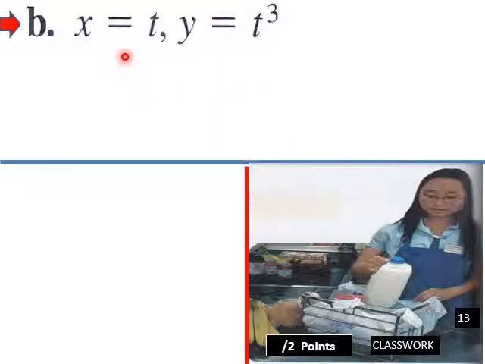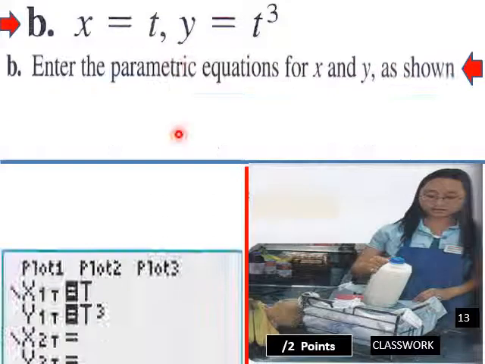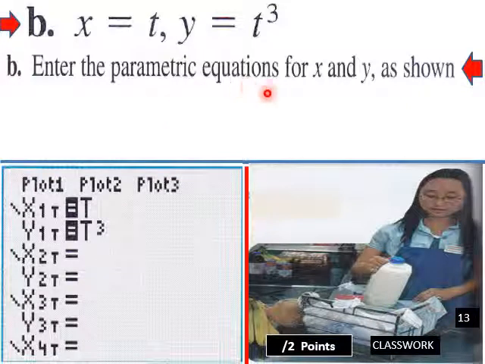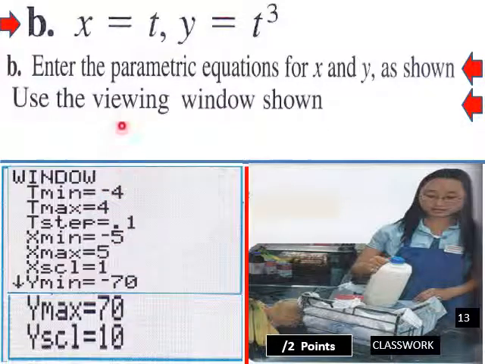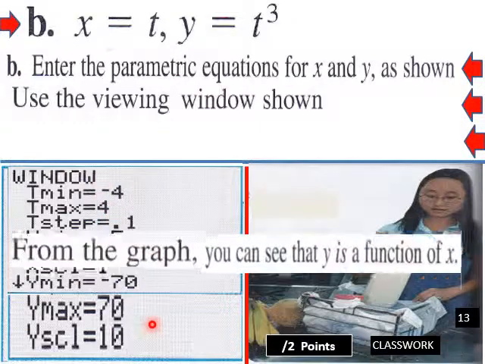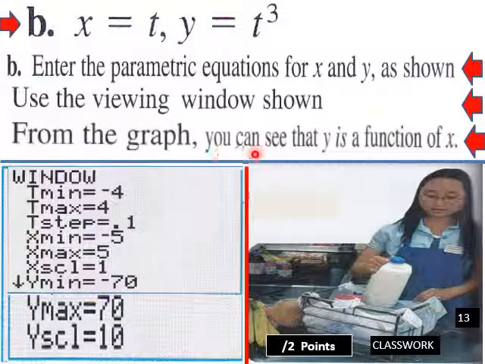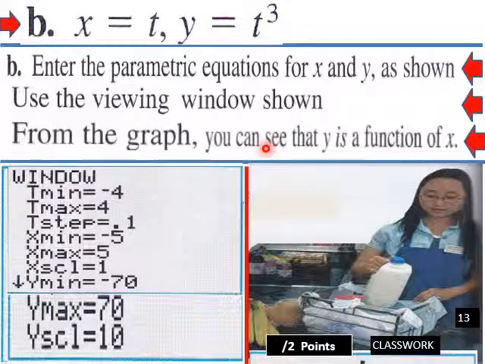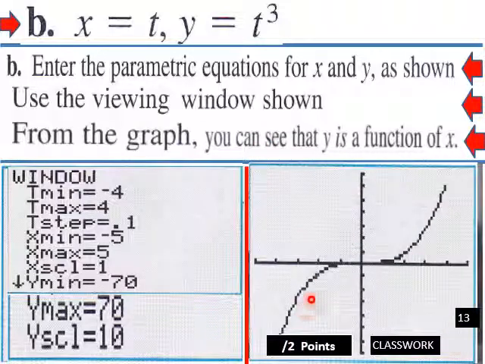Okay, our next one, B: x equals t, y equals t cubed. So enter the parametric equations for x and y. Here's your t. This is in our parametric equation menu for graphing, t and t cubed. Use the viewing window shown. So here's our viewing window parameters. Y max 70, y scaling is 10. So from the graph, you can see that y is a function of x. Where's our graph at? Here's our graph. From the graph, you can see that y would be a function of x.